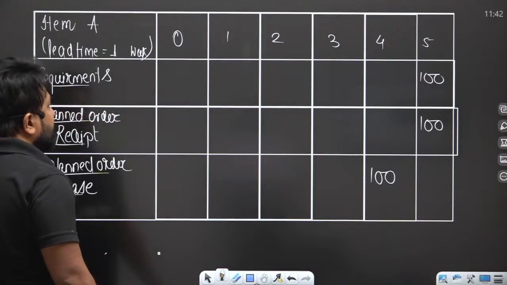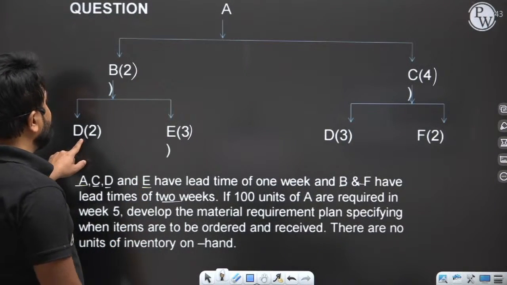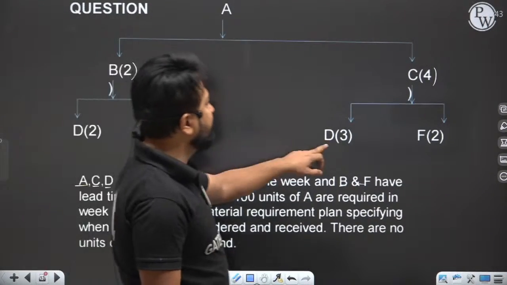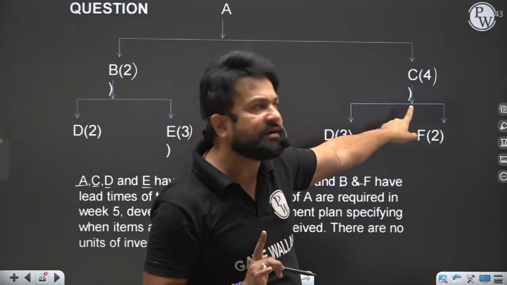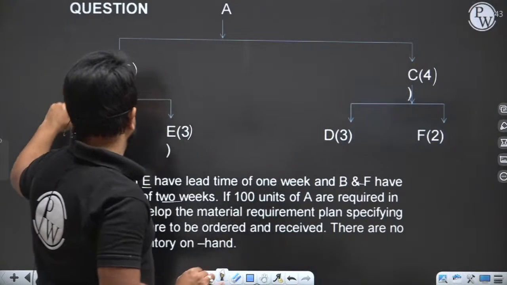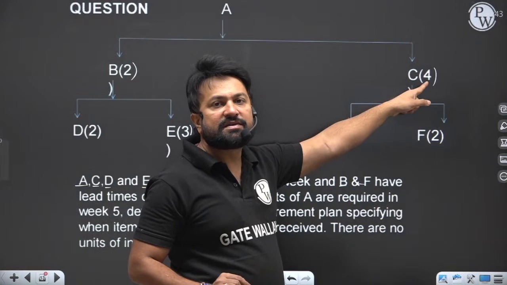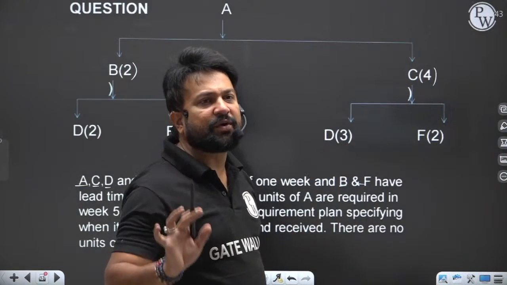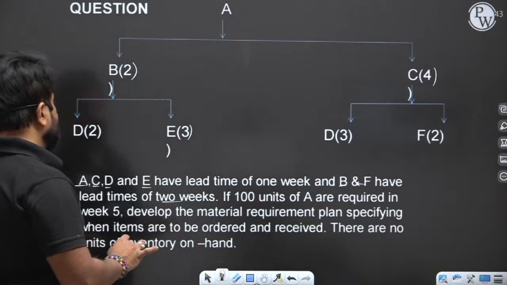One thing you should understand that here D is required for B and D is required for C. Are you getting this point? Okay, here D is required for B also and D is required for C also. So this is a very, very important thing. So according to this, you have to make the plan.